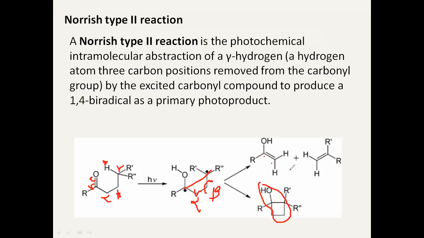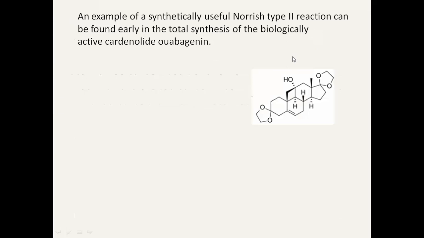Remember, if these are not bulky groups, then cyclobutane ring formation takes place. If these are bulky groups, then the cyclobutane ring cannot bear these groups and undergoes this McLafferty-type fragmentation, and you will get this enol and alkene. So this is the Norrish type 2 reaction.